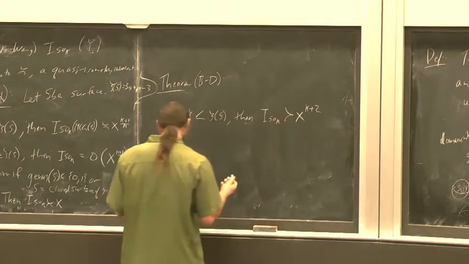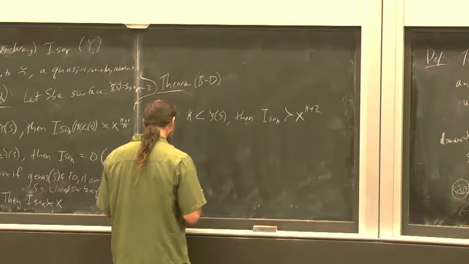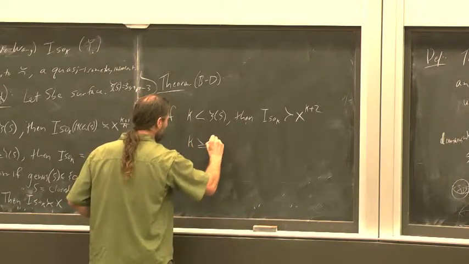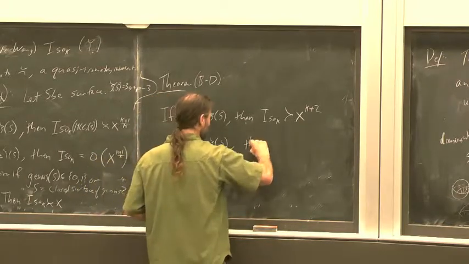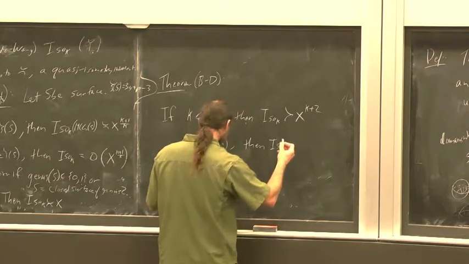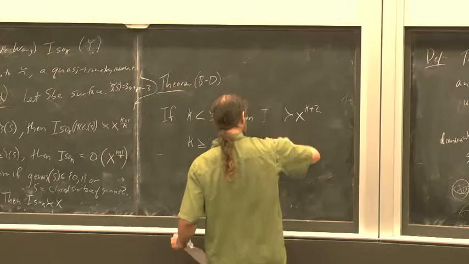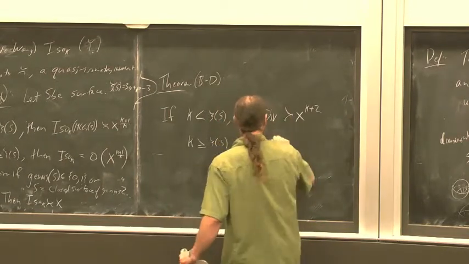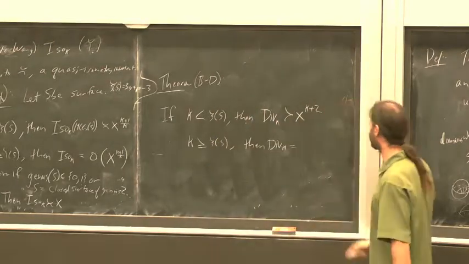No, it's at least x to the k plus 2. And if it's bigger than or equal to the complexity, then iso sub k is. Do you mean divergence? Oh, sorry, right. I wrote iso. Divergence. Thank you. Right. Otherwise, that would be okay.